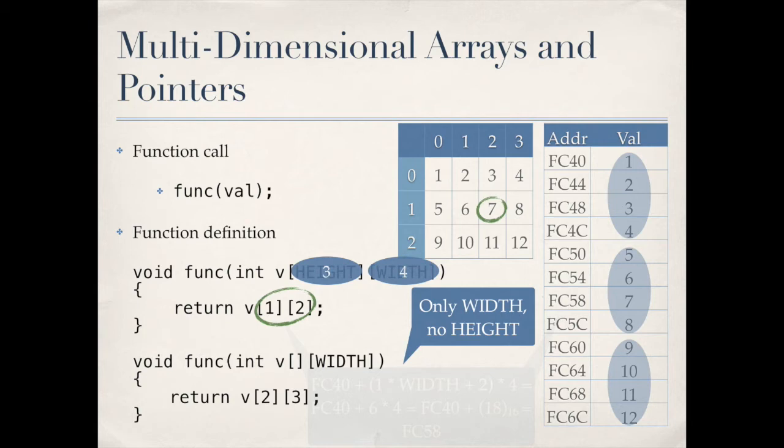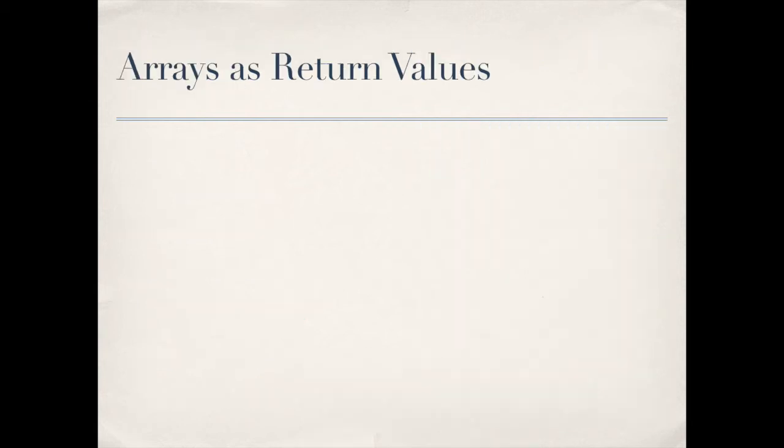Okay. Now we have these two situations for the one-dimensional and the multidimensional arrays, and now we want to go to another interesting thing, because we have a difference here between C# and C, and this means arrays as return values.